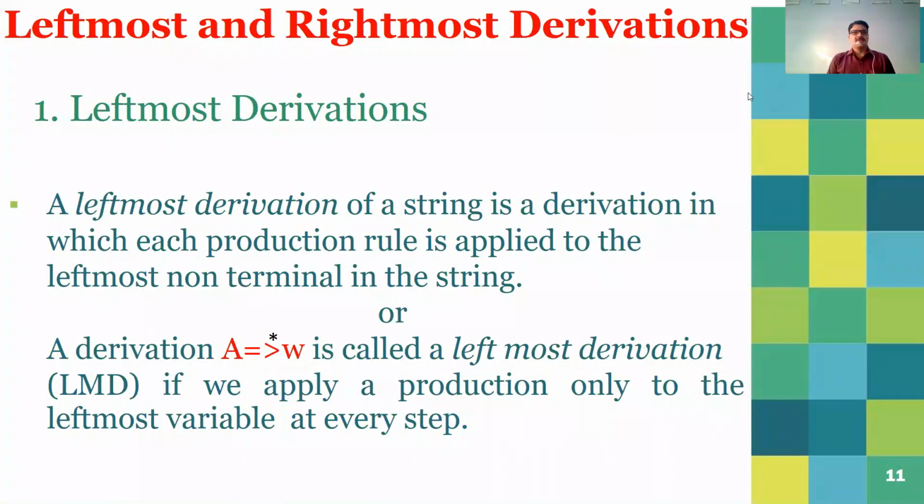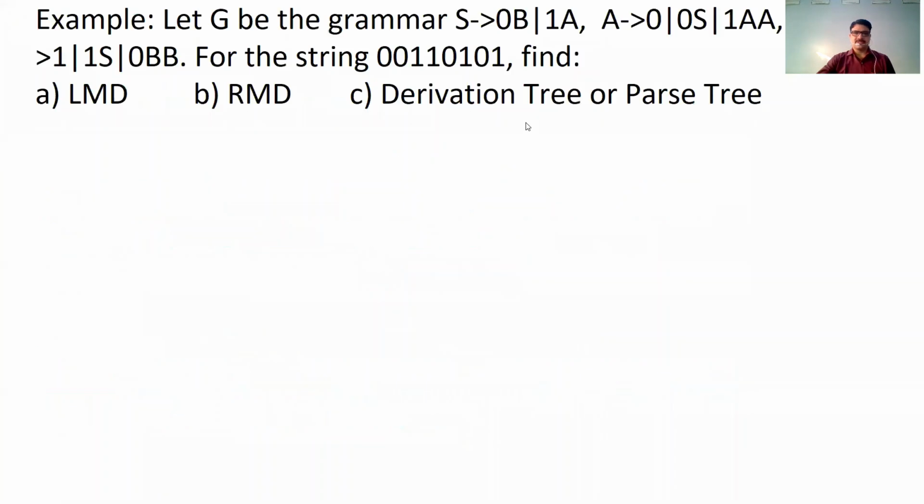Good morning, buddies. In the previous lecture, we discussed the leftmost derivation, the rightmost derivation, and the parse tree. Simply, on a given grammar, we can derive the leftmost derivation for a particular string as well as the rightmost derivation, and we can also construct a parse tree for the given string.